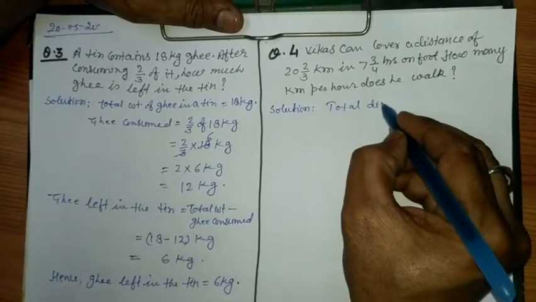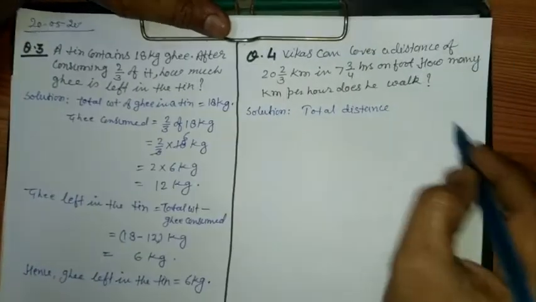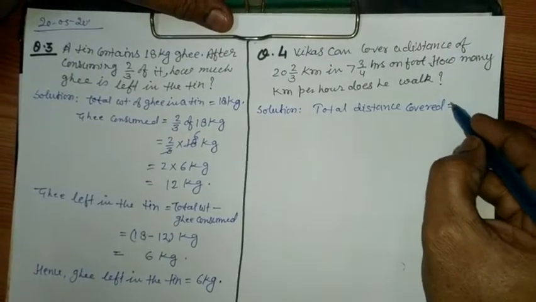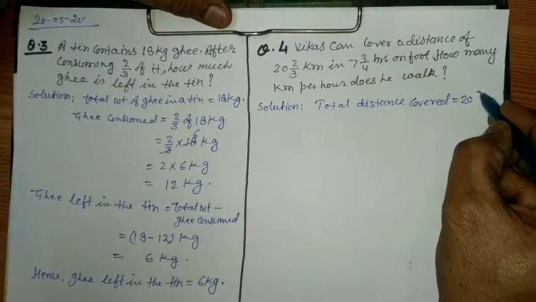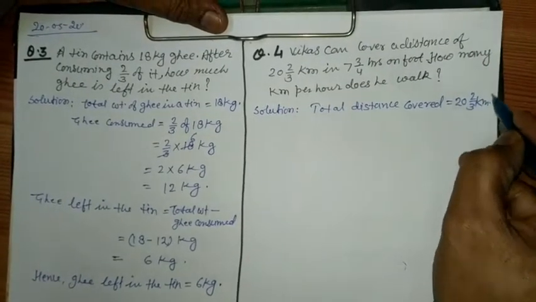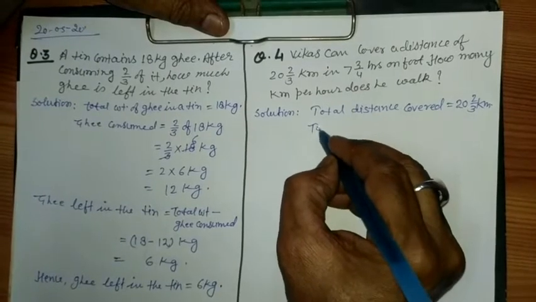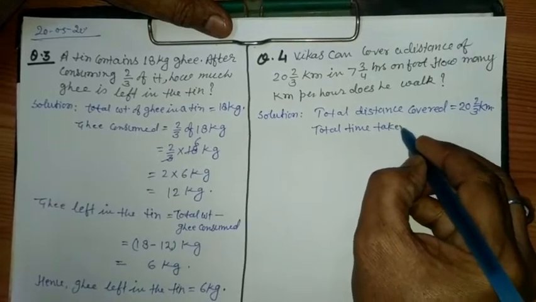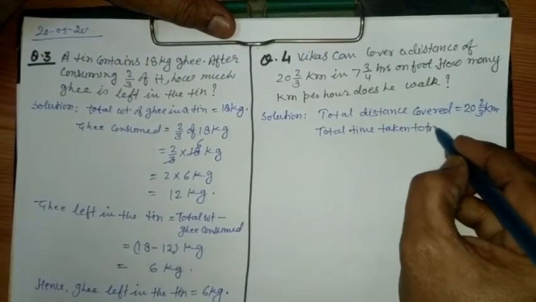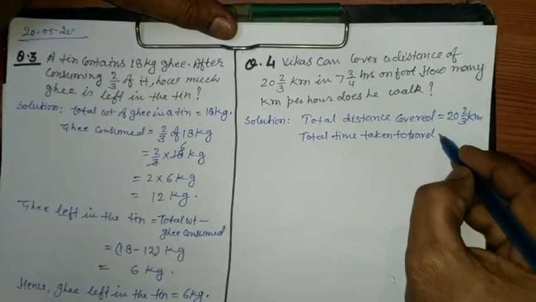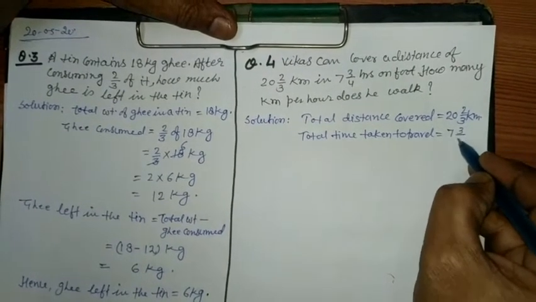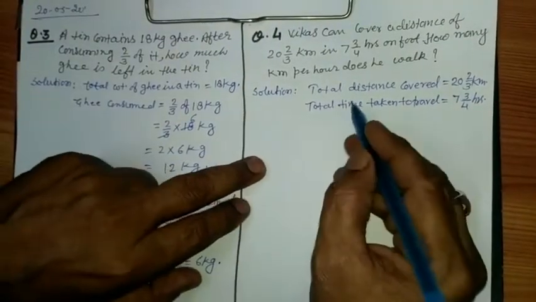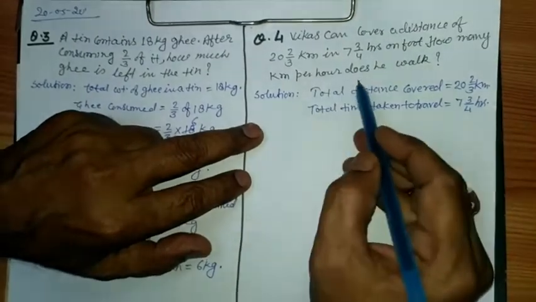Total distance covered equal to 20 whole 2 upon 3 kilometer. Total time taken to travel equal to 7 whole 3 upon 4 hours. Now we have to find out kilometer per hour.